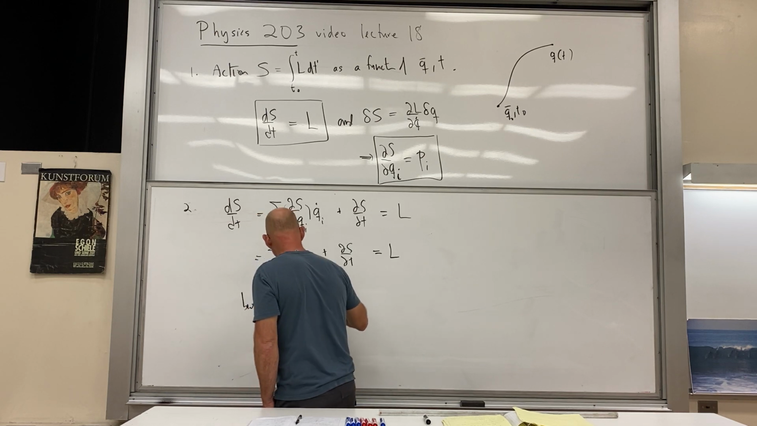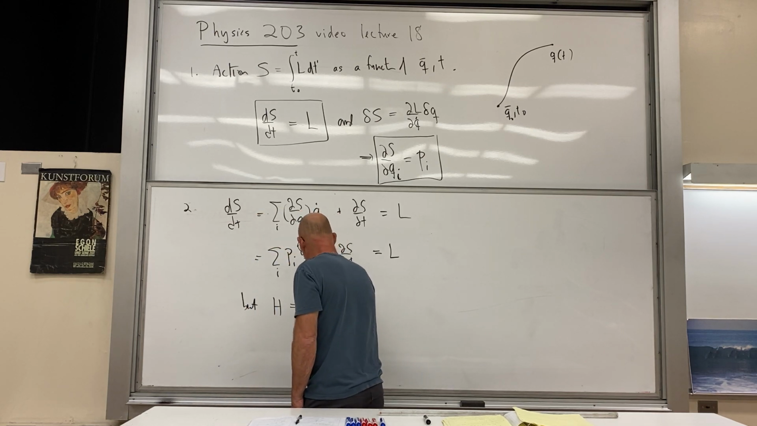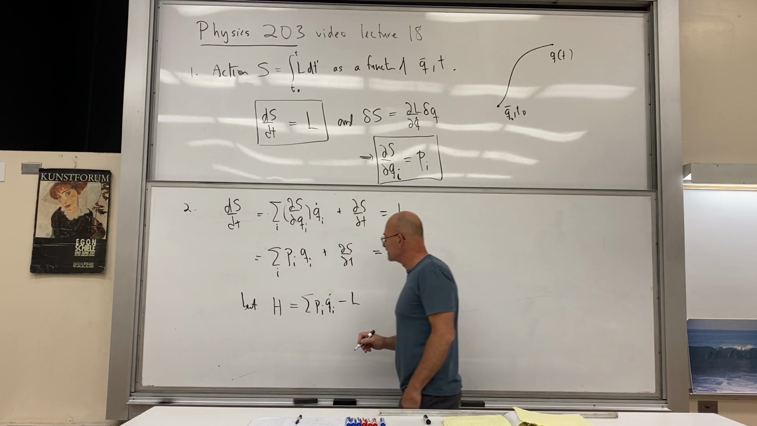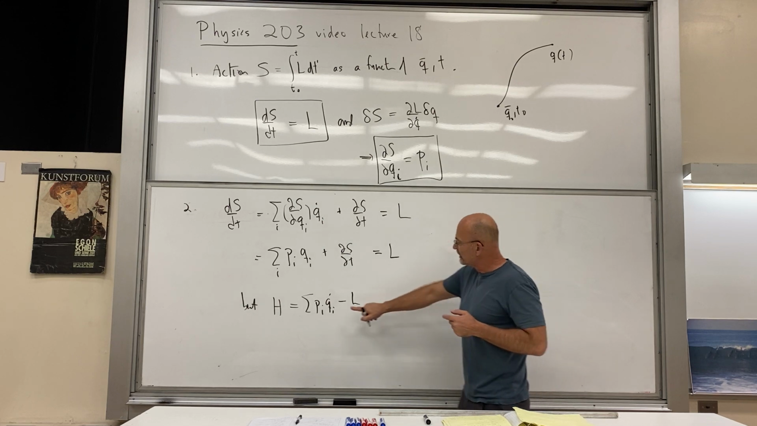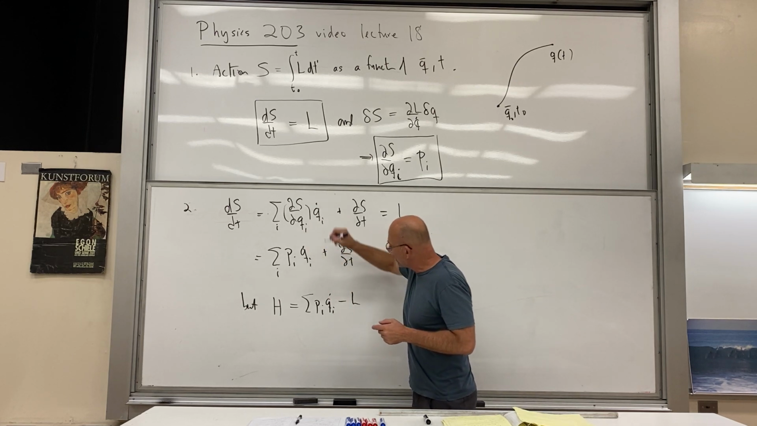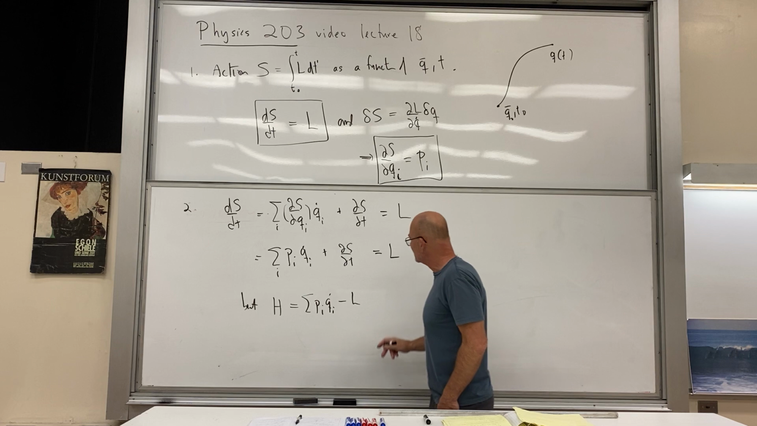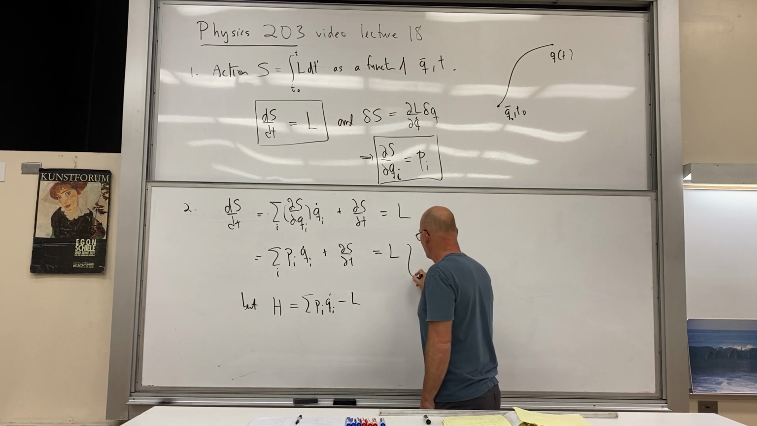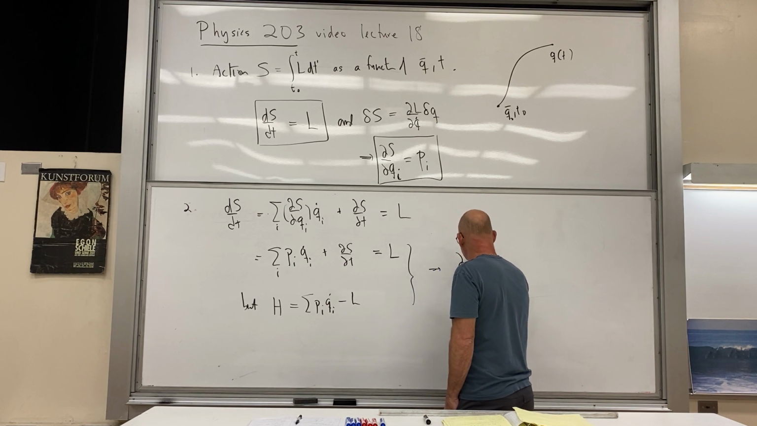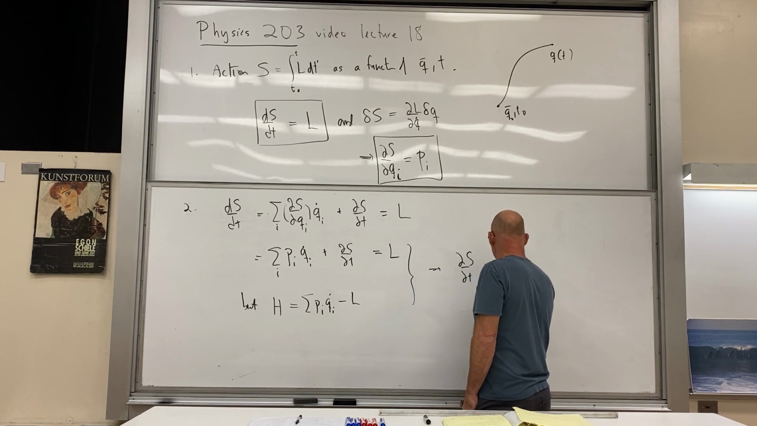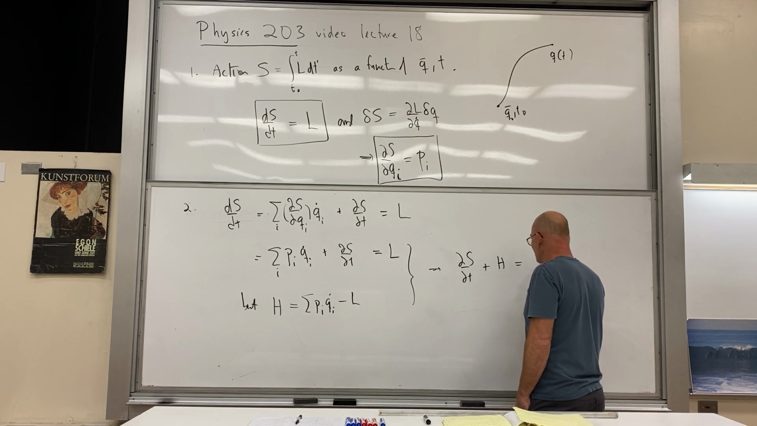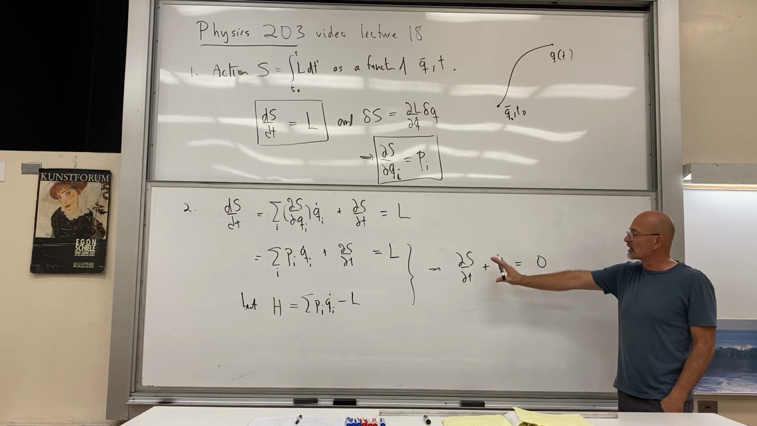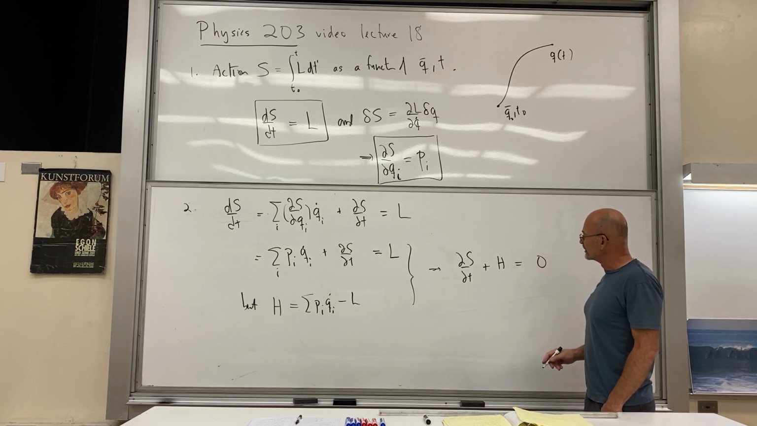And then we went back to our Hamiltonian, H, which is equal to the sum of p_i q_i dot, minus L. So that this p_i q_i dot is equal to H plus L. You got H plus L plus this partial equals L. And you get partial S partial t plus H is equal to 0. And that was this new differential equation that we're going to work our way towards solving.